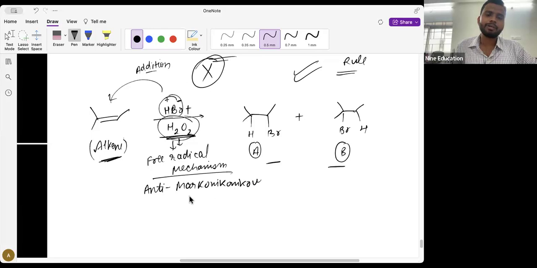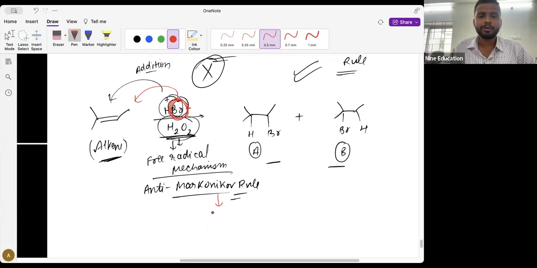It is anti-Markonikov rule. अगर एंटी मार्कोनिकॉफ रूल है तो हमें एल्कीन को अगर यहाँ पर अटैच करना, सो Br minus, यानी मोर इलेक्ट्रोनेगेटिव पार्ट, will go in anti-Markonikov rule towards less substituted side. Br minus will go towards less substituted side.